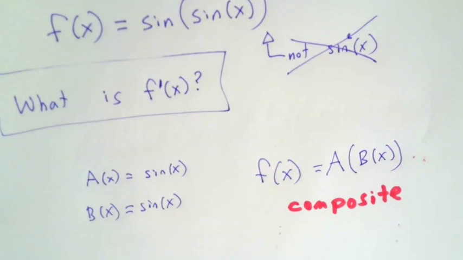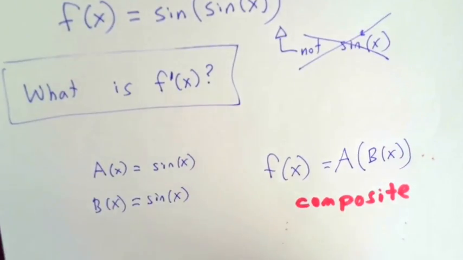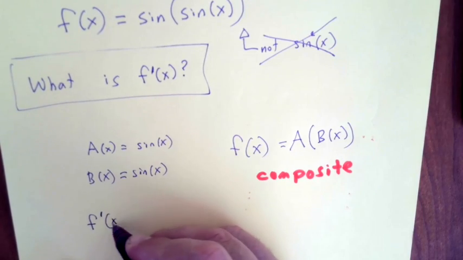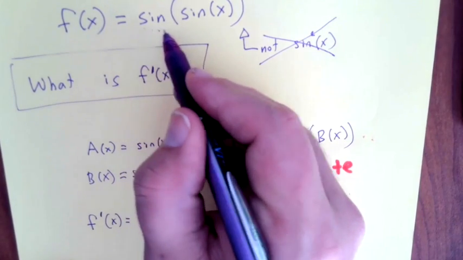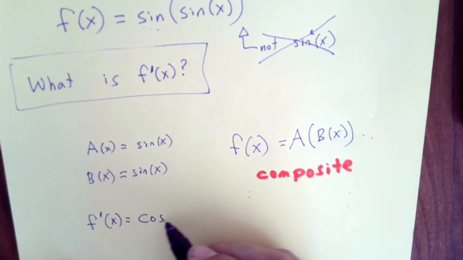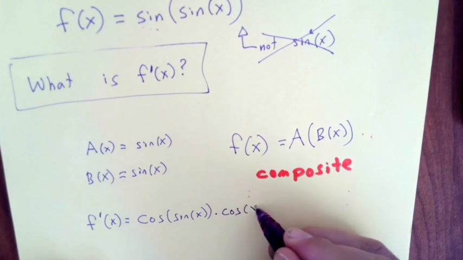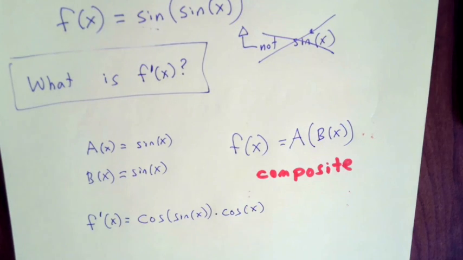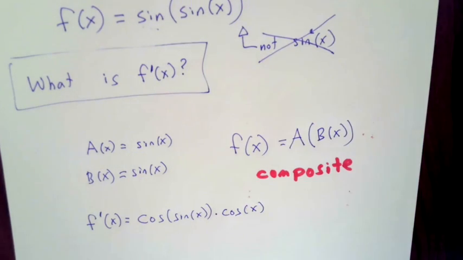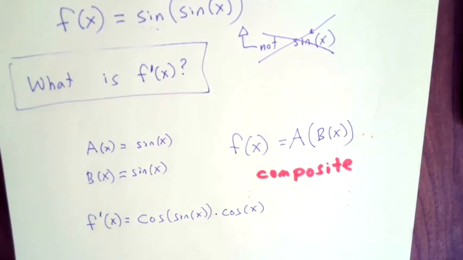So some people can just jump straight ahead and say, okay, I'm going to work my way in and take the derivative of this first piece and not touch the inside piece. And then I'm going to take that and multiply by the derivative of the inside piece. I personally can do that, but I've been doing this for a long time, and I would not recommend that you do that as a first attempt.